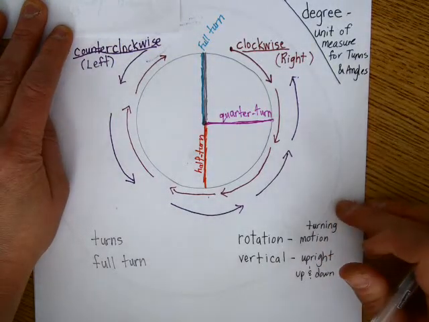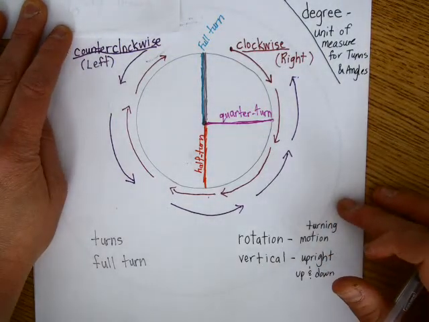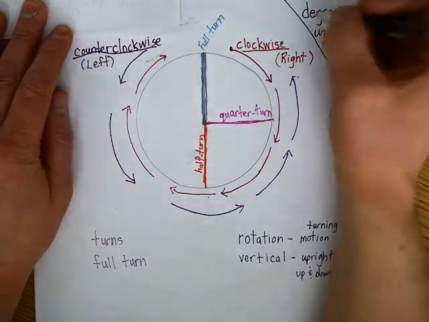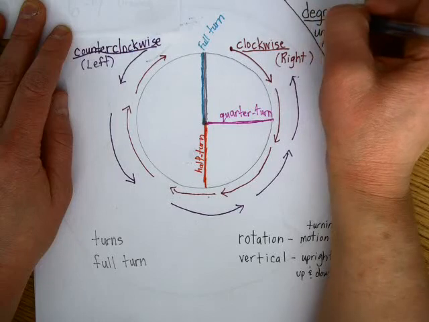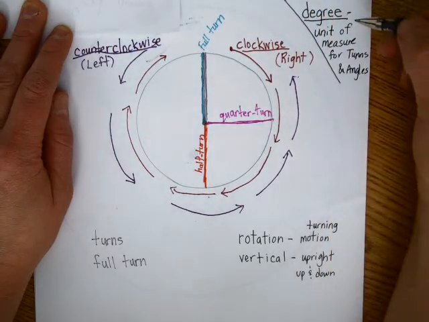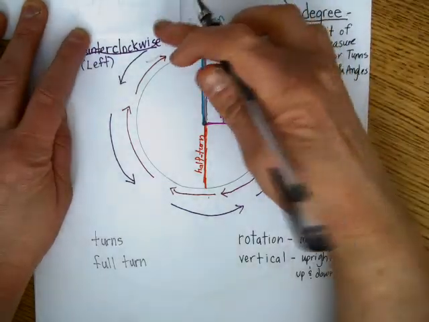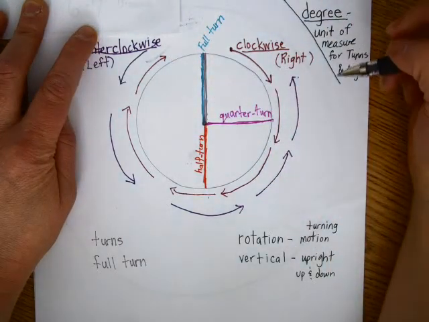Okay, so this is lesson 6-8, measuring angles for 3rd grade Everyday Math. There's only one new vocabulary word in this lesson, and that word is degree. And in this case, it's the unit of measure for turns and angles. So we talk about how many degrees we turned.